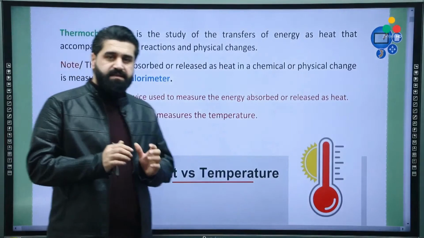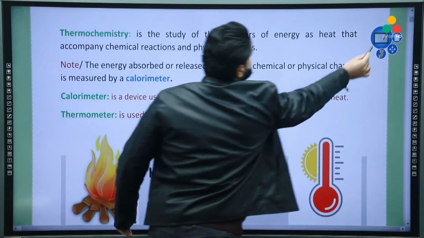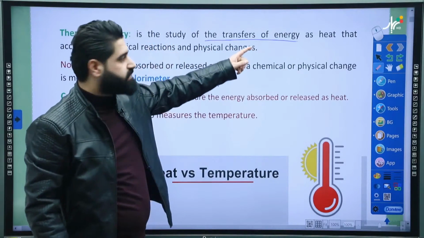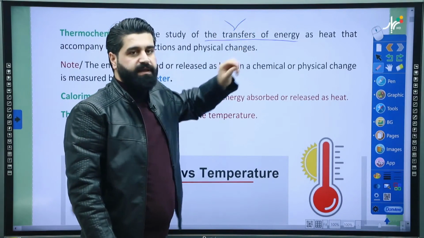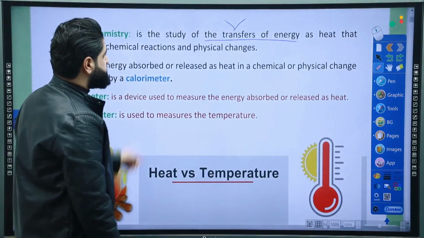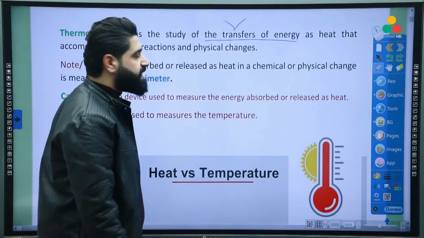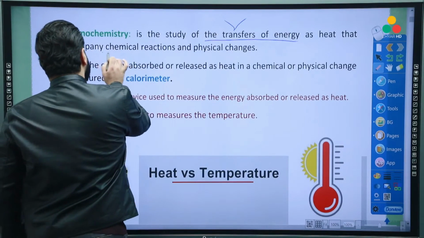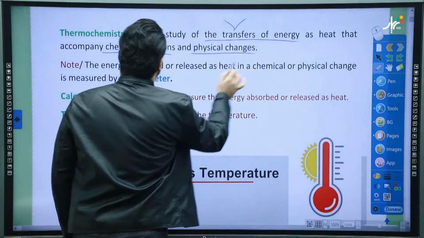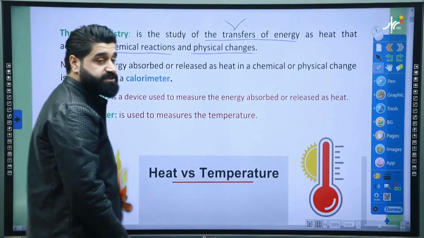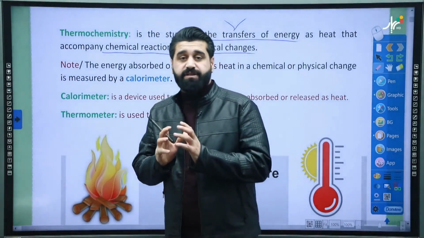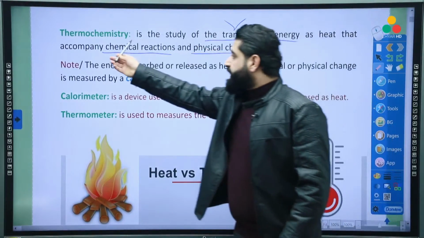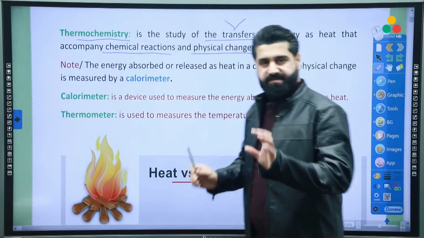Thermochemistry is the study of energy transfer as heat. So either absorbed or released, given up or taken in. It's the study of energy transferred as heat that accompanies a chemical reaction or physical change. So during any chemical change and physical change, there will be a change in energy, a transferring of energy. So thermochemistry is specialized for that purpose. Very well.